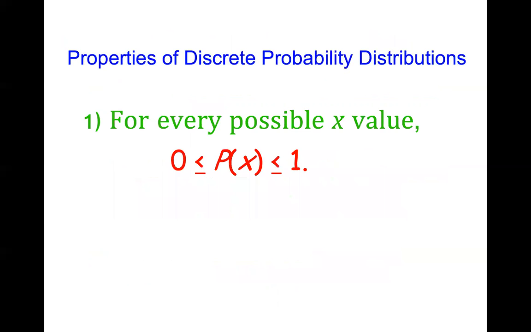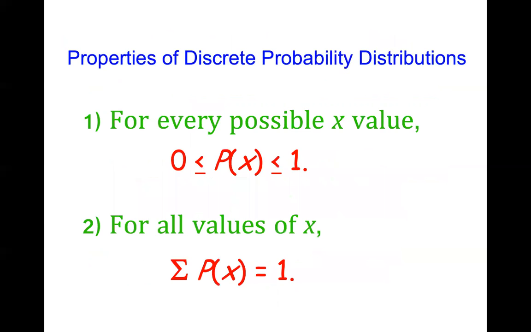Just remember, probabilities have to be between 0 and 1, and when you add them all up, they should equal 1.